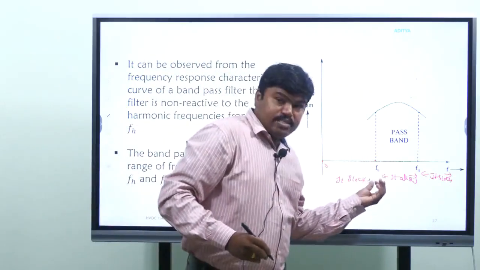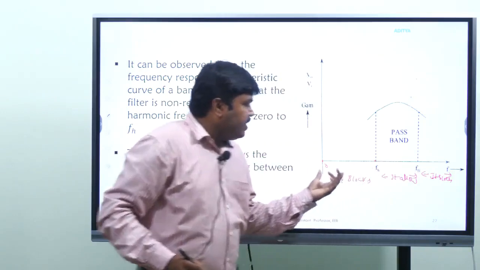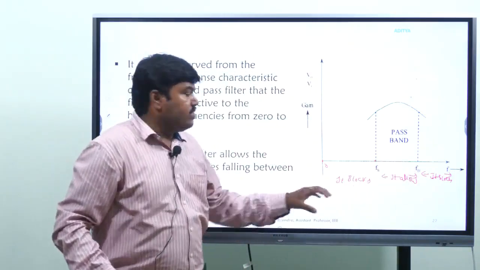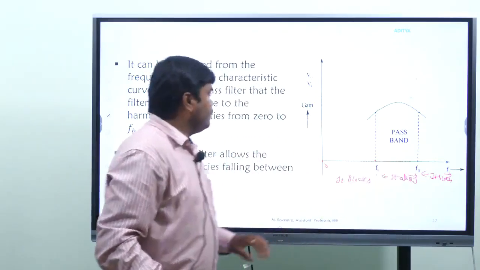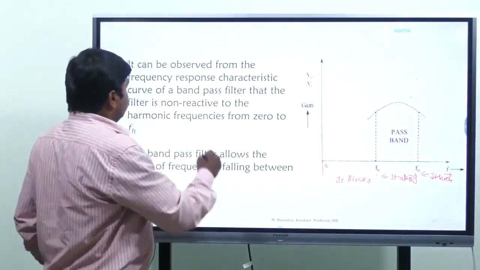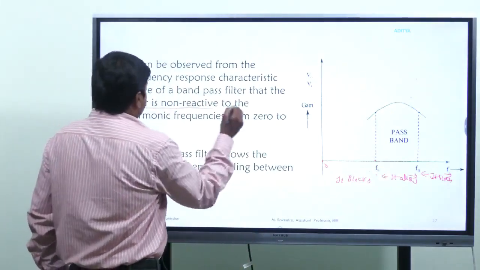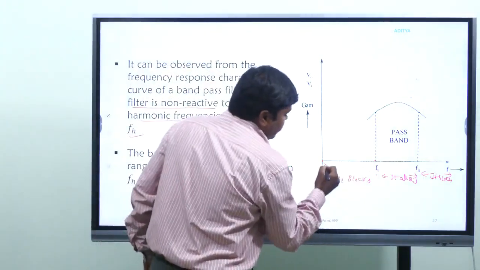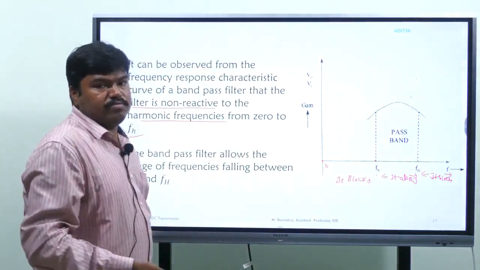That means only in the range of FL (small fh) and FH (capital FH) does it allow frequencies to pass through. The frequencies are allowed to pass through only if they are in this range. This filter is non-reactive to harmonic frequencies from 0 to FL. That means it blocks from 0 to FL and does not allow them to pass through.